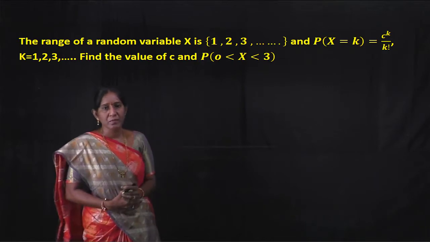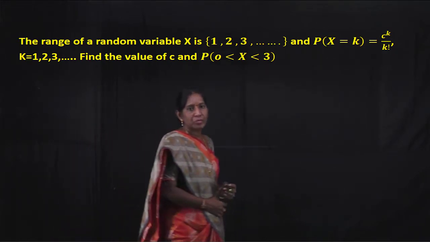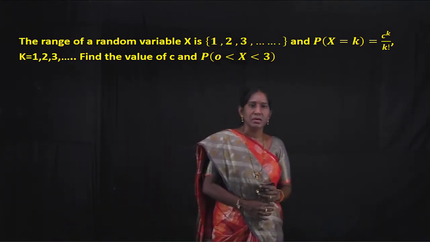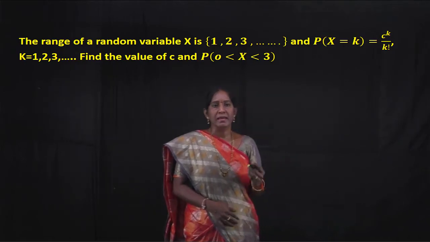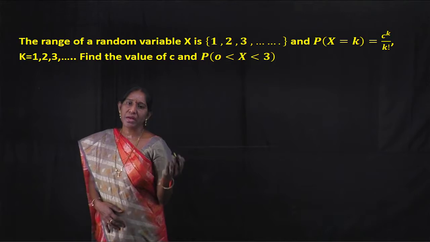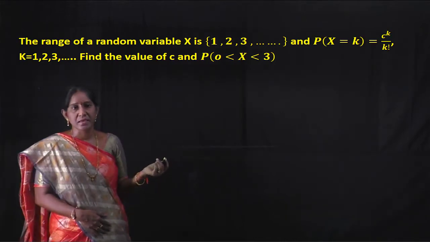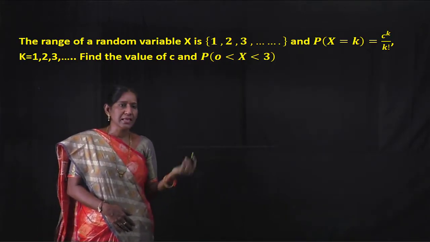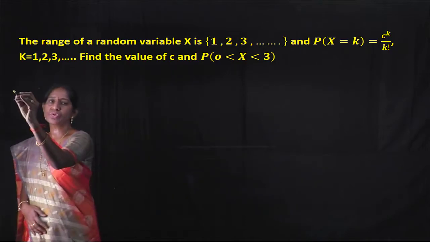See the next problem. The range of random variable x is 1 to 3 and so on, and P of x equal to k is equal to c power k by k factorial, k equal to 1 to 3 and so on. Find the value of c and P of 0 less than x less than 3. See the solution of this.